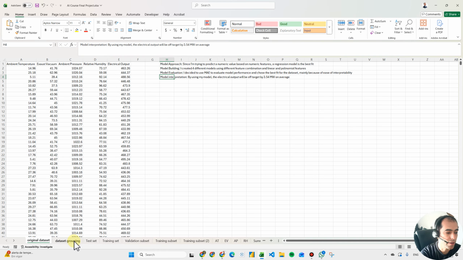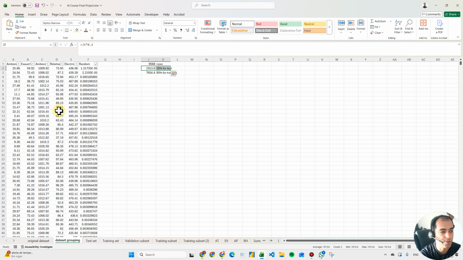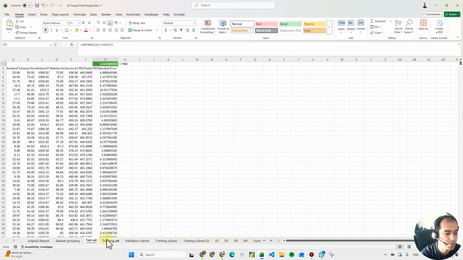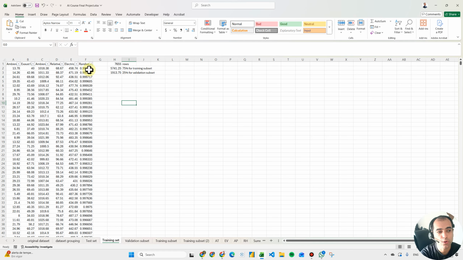So let me show you my approach. The first thing I had to do was separate the main data set into two different buckets. I separated 20% for testing and 80% for training. And on my training data set, I also broke it down even further into a training subset and a validation subset. So I use 75% of that for training and 25% of that for validation.